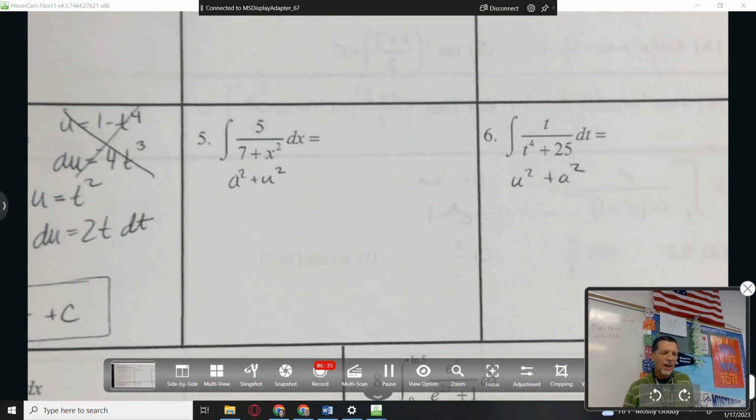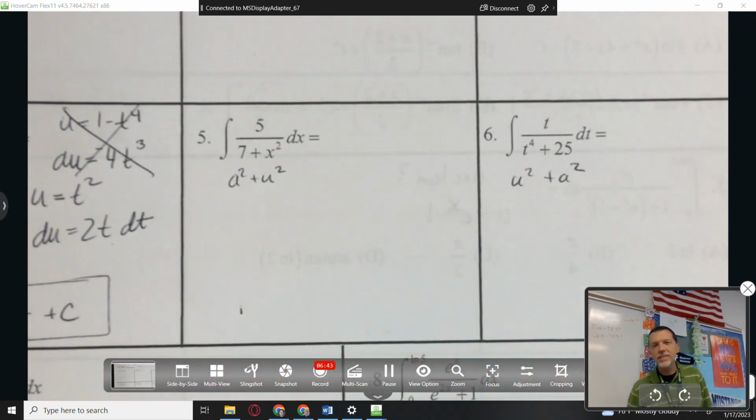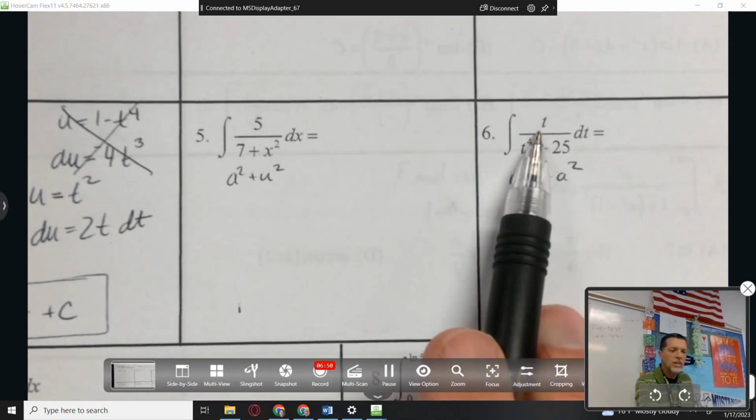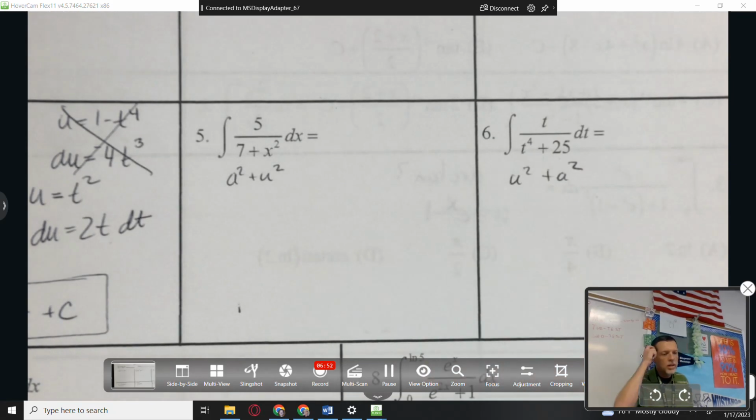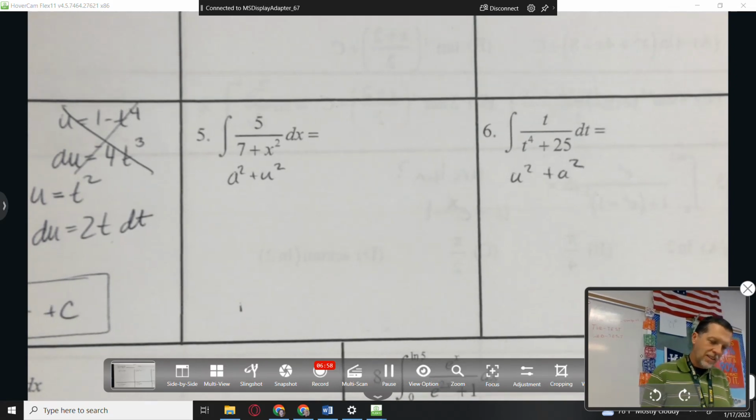Do we need to do 5 or 6, or are those okay? They're both arctan. Just don't forget that arctan has the extra 1 over a out front. 6 would be a little bit like number 4 in that you'd have a 2 as well. What else? I'm more worried about number 8.